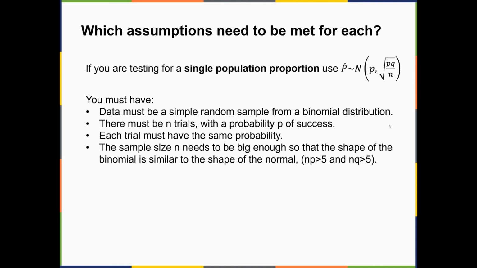The sample size needs to be big enough so that the binomial is similar in shape to that of a normal distribution. How big is big enough? We have a nice figure for you here. If you take the sample size times p, it should be bigger than 5. And also if you take the sample size times q, remember that's 1 minus p, that also should be bigger than 5.